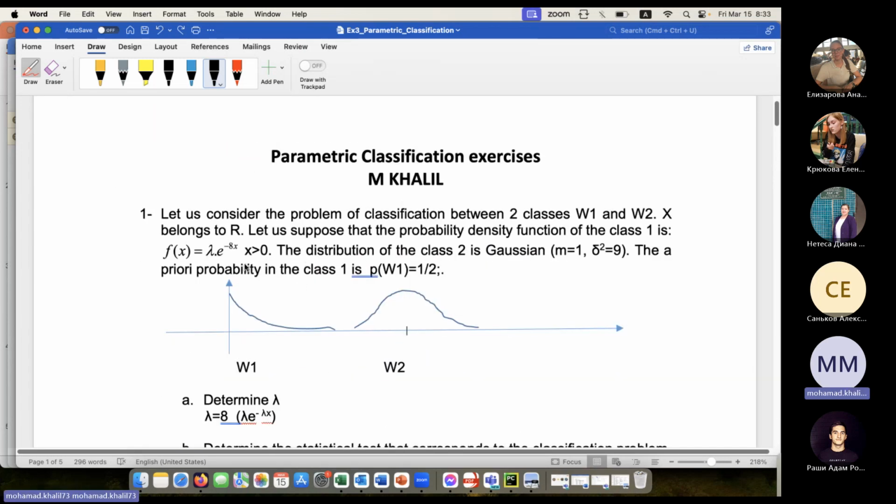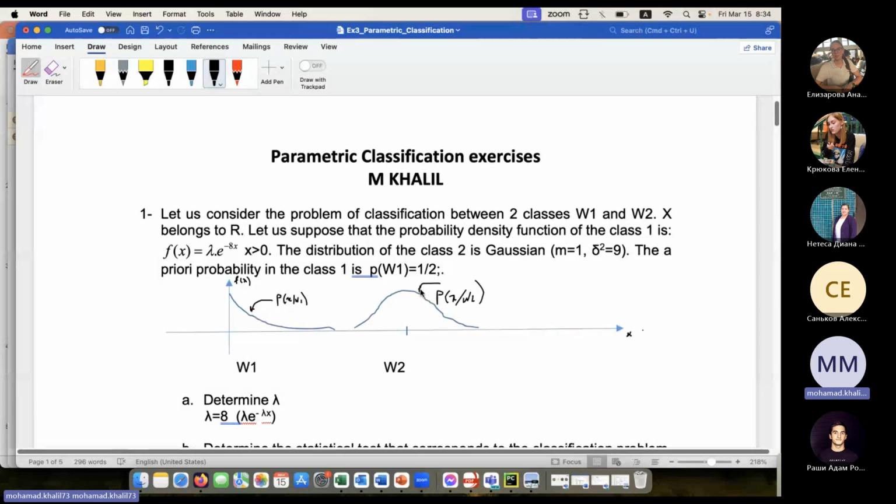Okay, if we plot the signal, the first one is exponential. This one is class 1, on the same axis x. Here you have x, and here you have f of x in general. The first curve is p of x for class 1, and the second one is p of x for class 2. So this one is class 1, and this one is class 2.